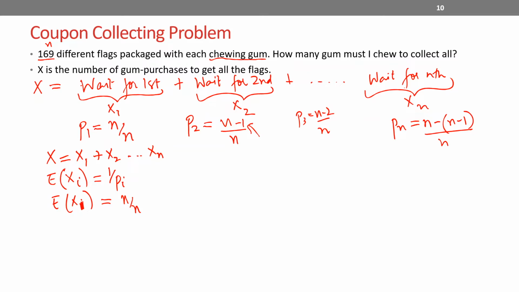So this is n over n. And then the expectation for x2 is going to be n over n minus 1, so I'm just flipping them, that's all, because it's 1 over p of i. And then E of x of n is going to be n, which is just n over 1, or n. Okay, so now we have the expectation for each of the random variables.